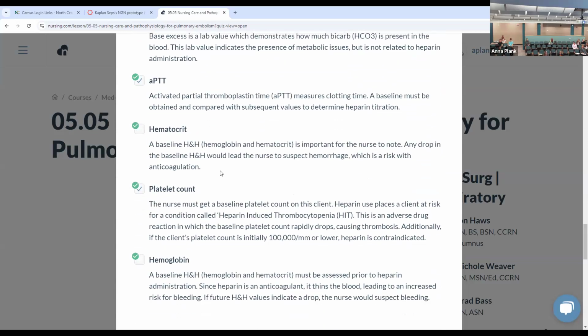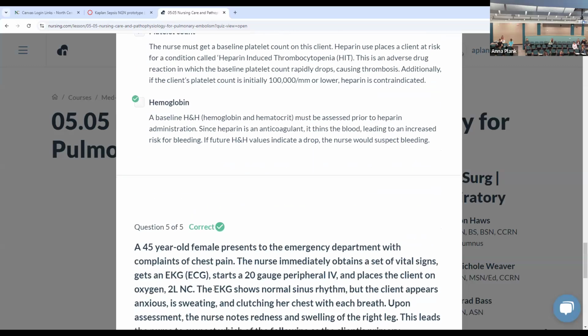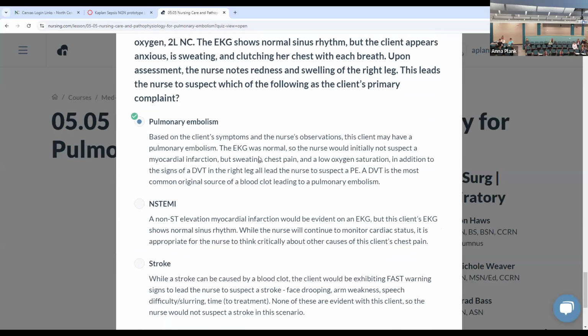Now let's see why. Any drop in hemoglobin and hematocrit would lead to suspect hemorrhage. Hey, Kristen was right. Same with hemoglobin. Since it's an anticoagulant, it leads to an increased risk for bleeding. So hey, I would need to include those. And yeah, we were right. EKG was normal, but the sweating, the chest pain, and the signs of DVT let us know it's a PE.